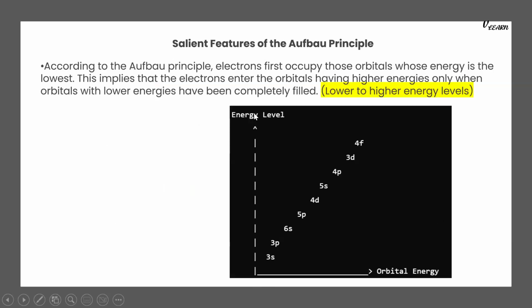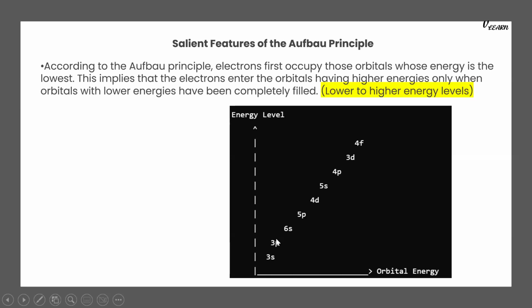Okay, next we will see about the salient features of the Aufbau principle. According to the principle, electrons first occupy those orbitals whose energy is lowest. So from lower to higher energy level, first 3s, 3p, 4s, 3d, 4p, 5s. So like this, it will go on.